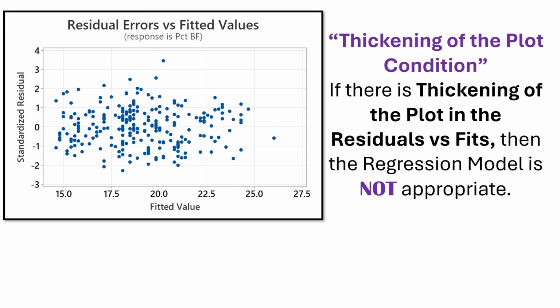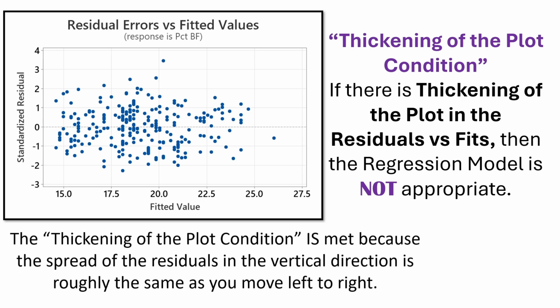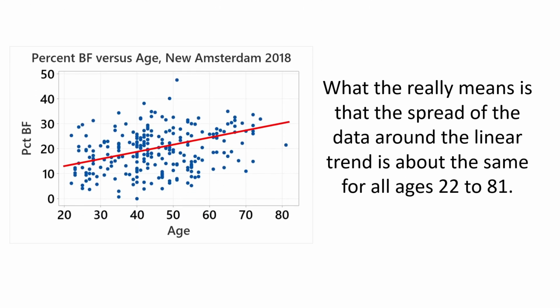Checking the thickening of the plot condition. If there is thickening of the plot in the residuals versus fits, then the regression model is not appropriate. Here, the thickening of the plot condition is met because the spread of the residuals in the vertical direction is roughly the same as you move from left to right. Now again, we use the residuals to test this condition, but what it really means is if you look at that original scatter plot, age versus percent body fat, and if you look at that line of best fit, then the spread about that line is roughly the same for all ages starting at 22 and going to 81.